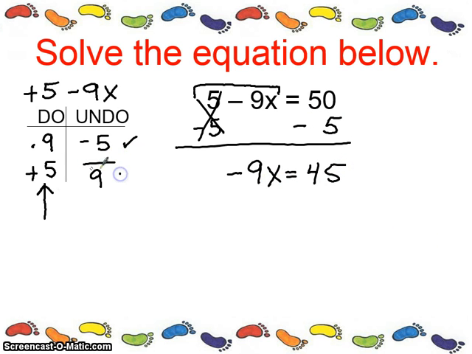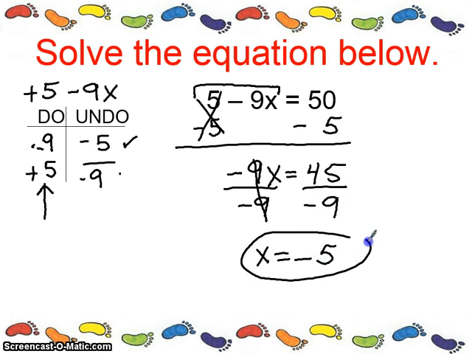Now, divide each side by, those should be negative 9. Divide by negative 9. Negative divided by negative makes a positive, and 9 divided by 9 is 1. So we get 1x, or just x, equals, and 45 divided by negative 9. Positive divided by negative is a negative. 45 divided by 9 is 5. So we get x is negative 5.